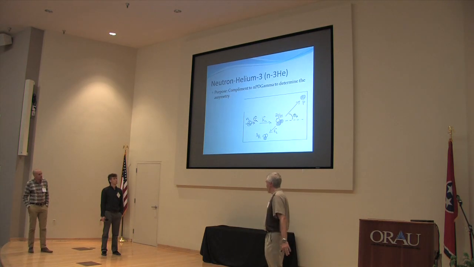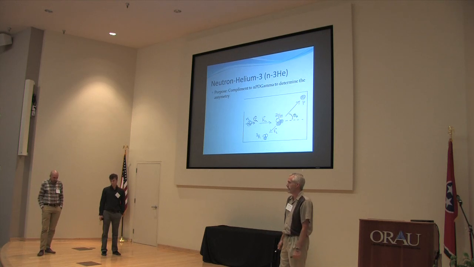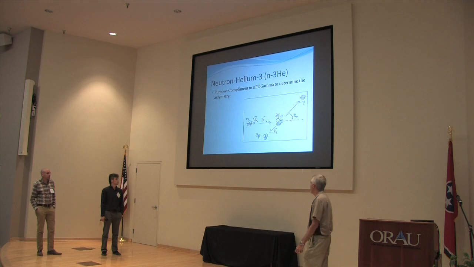Like I said, that one was finished taking data. They're now working on a second experiment to put into the beam, and that's the N3 helium. This works with the first experiment, NPD Gamma, to give a better understanding of the asymmetry.